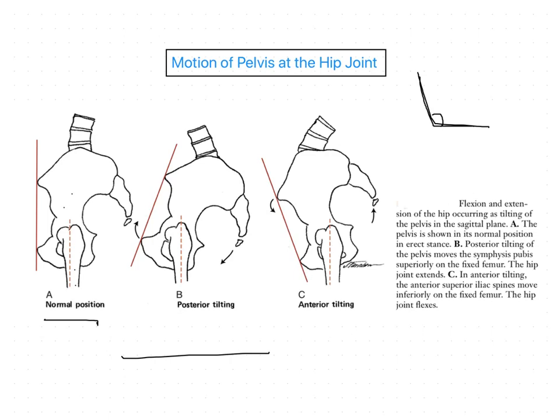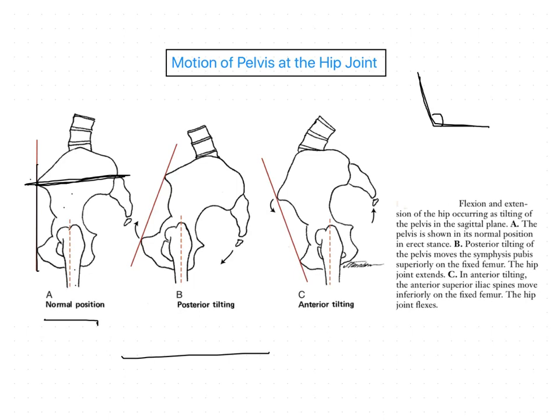In the normally aligned pelvis, the anterior superior iliac spines of the pelvis lie on a horizontal line with the posterior superior iliac spines. This is the horizontal line. If you see the anterior superior iliac spine and the posterior superior iliac spine, both appear in a horizontal way. And there is a vertical line with the anterior superior iliac spine and the pubic symphysis.